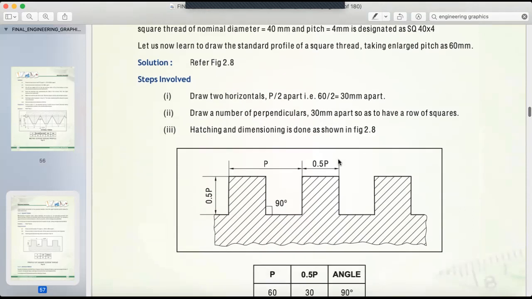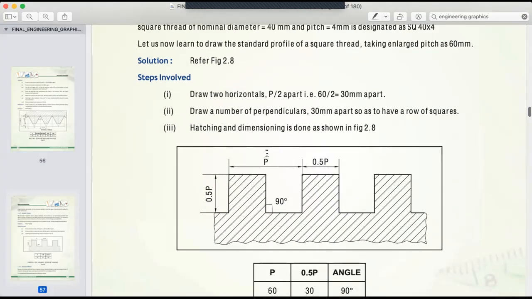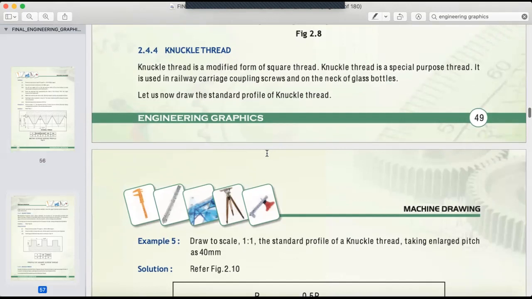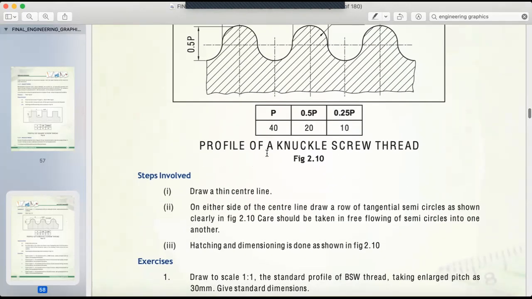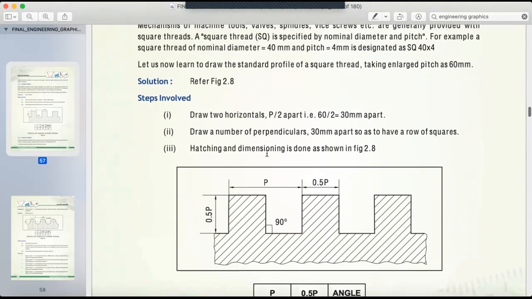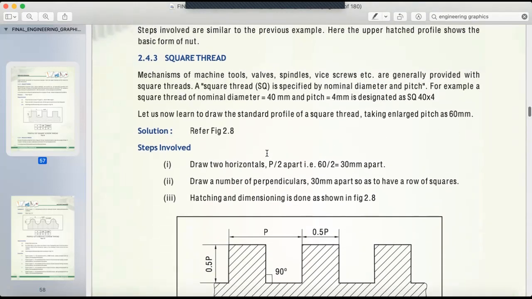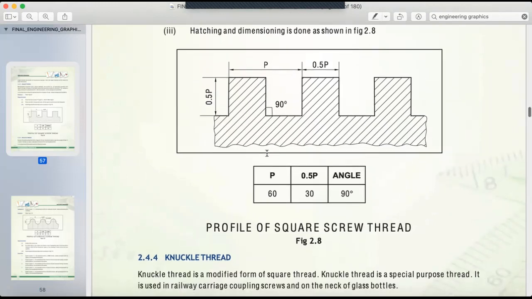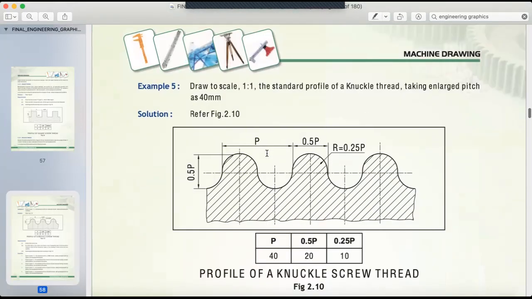Then we have the square thread. See this, right? And then we have the knuckle thread. So what I will say is that you Google it and find out where the square thread and knuckle threads are used. That will be helpful to you. So these 4 thread profiles you should know.